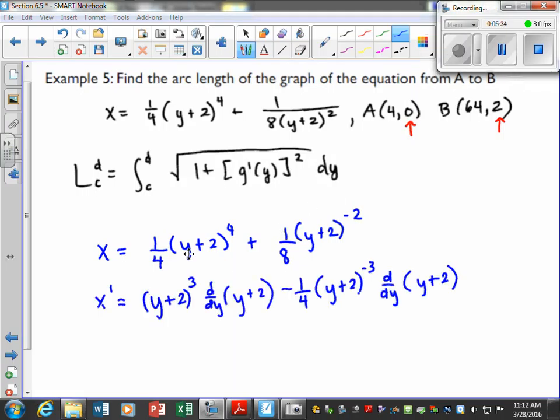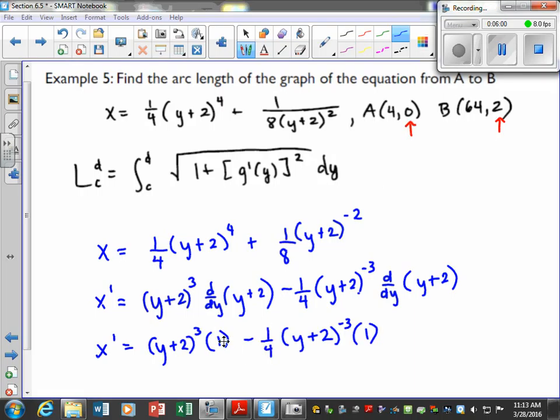So we say 4 times 1/4 is just a 1. We have this term and then to the third power. Then don't forget we have to do the derivative of the inside. Okay, moving to the second term, we say negative 2 times 1/8 is negative 1/4. Y plus 2 to the negative third power, and then we take the derivative of the inside.